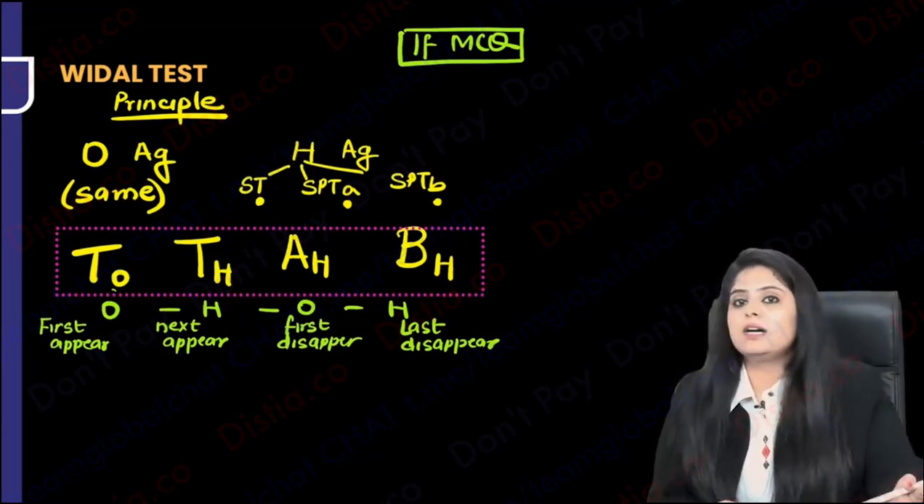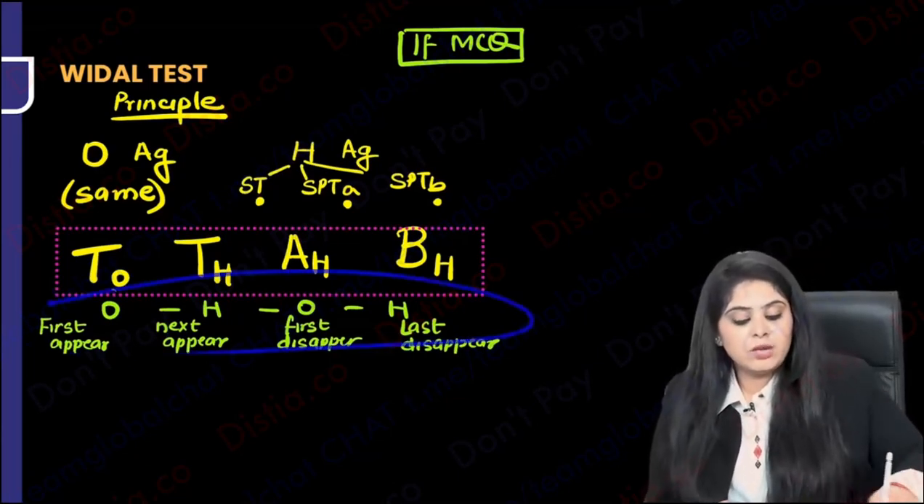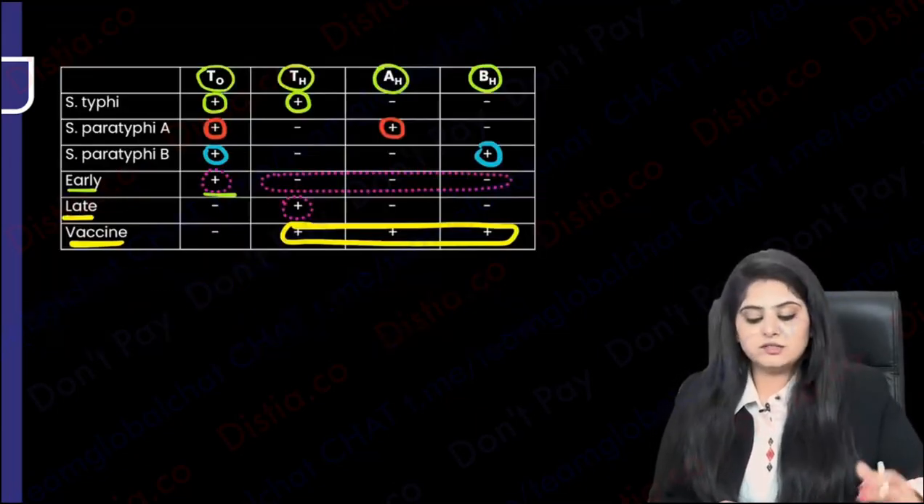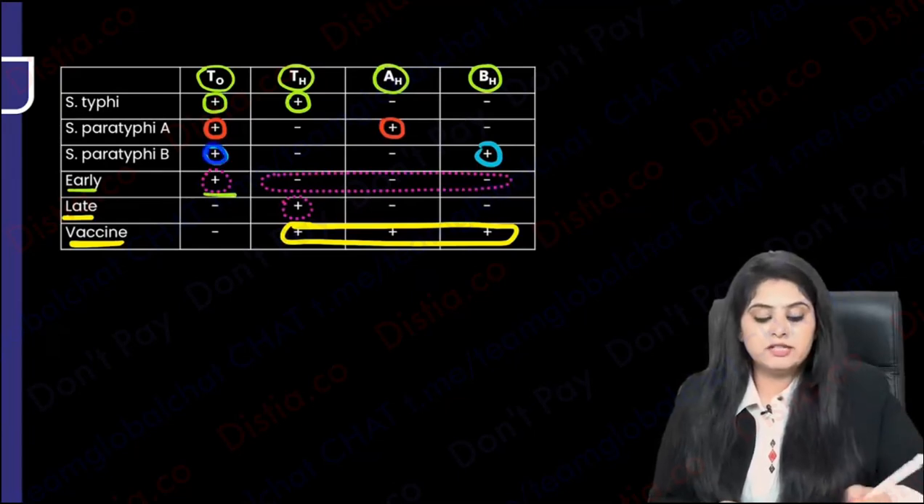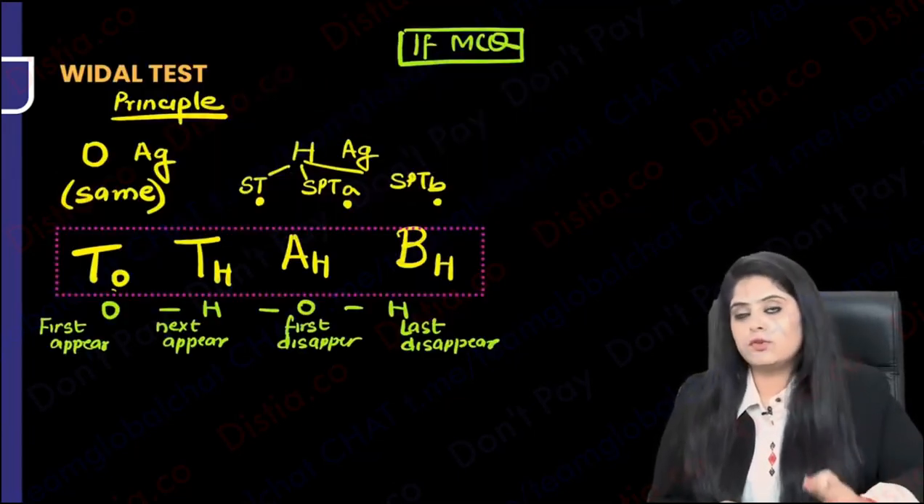So I'm telling you what to mark in the exam. I'm telling you what you will see in your clinical practice. In clinical practice, you will see OH, and this is how you're going to do the diagnosis. If O is there, early infection. If H is there, it means it's a late infection. You will do OH for your practice.